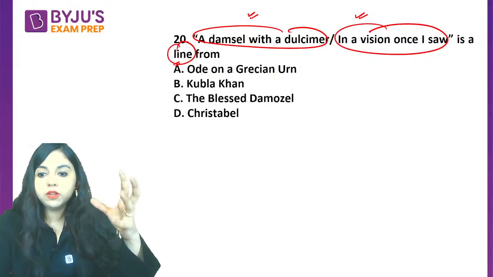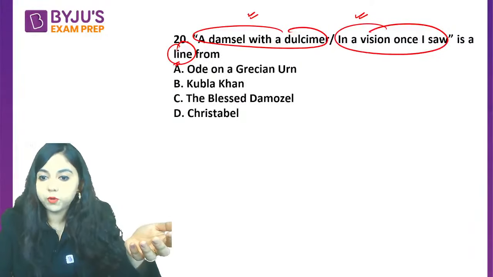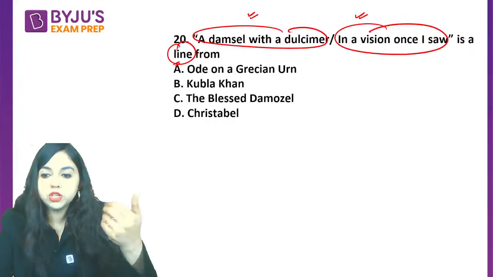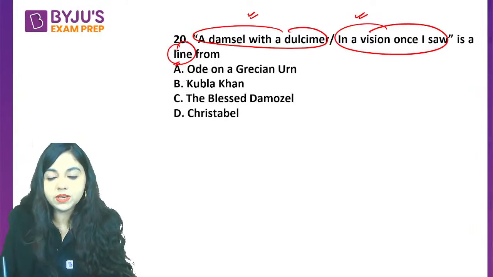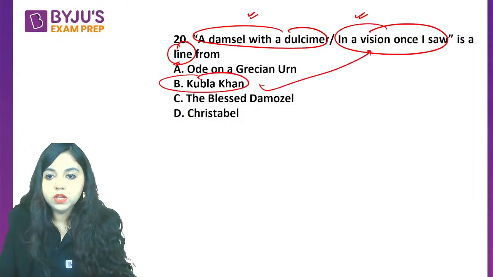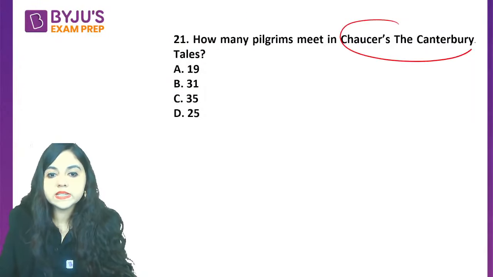Coleridge's poem is about creativity of the ruler, and it's also talking about the creative genius of a poet, a writer. That is what he's actually discussing, right? So a damsel with the dulcimer in a vision once I saw, Kubla Khan.